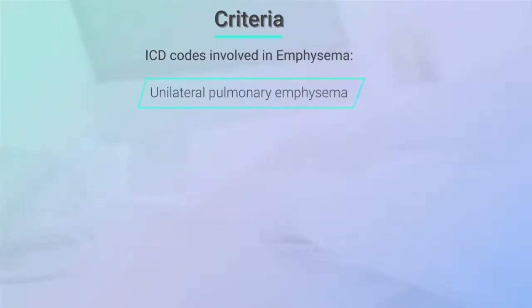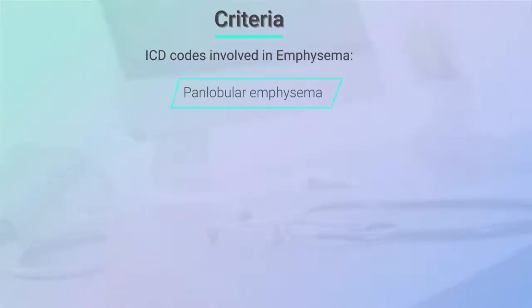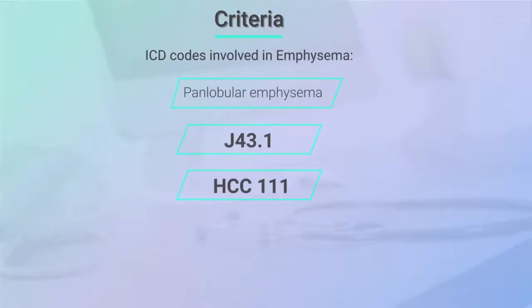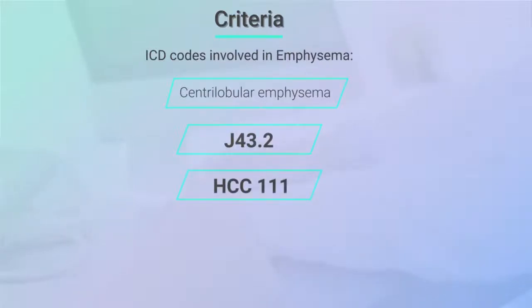Let us look at the different ICD codes involved in emphysema. For unilateral pulmonary emphysema, the ICD code is J43.0 and the HCC is 111. For panlobular emphysema, the code is J43.1 and the HCC is 111. For centrilobular emphysema, the code is J43.2, HCC 111. For other emphysema, the code is J43.8, HCC 111.